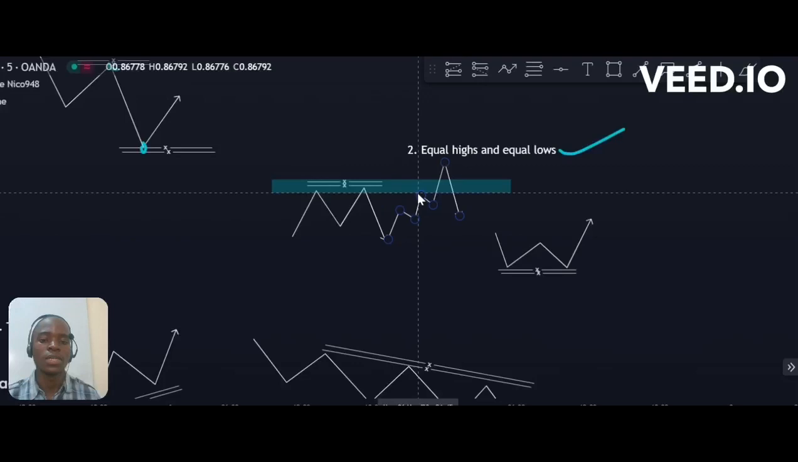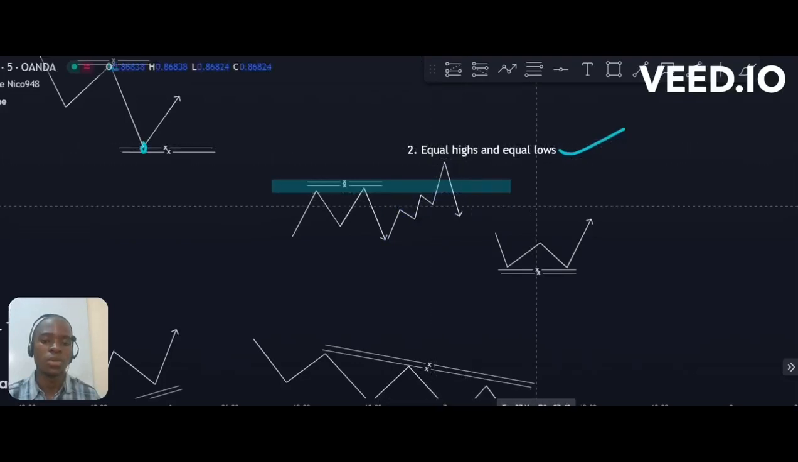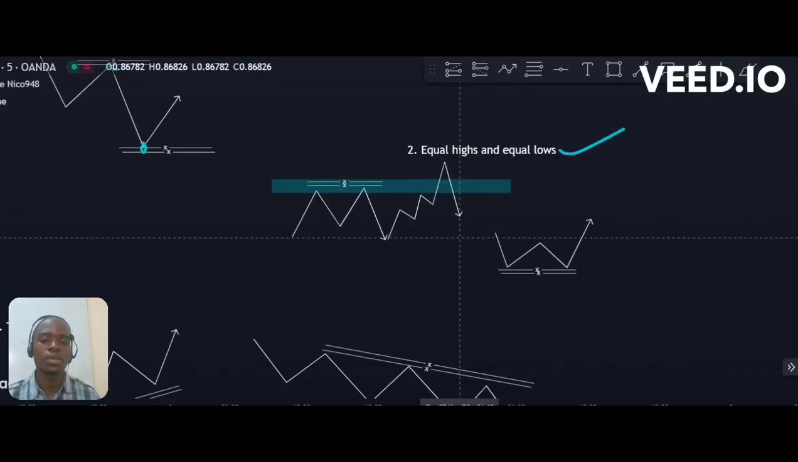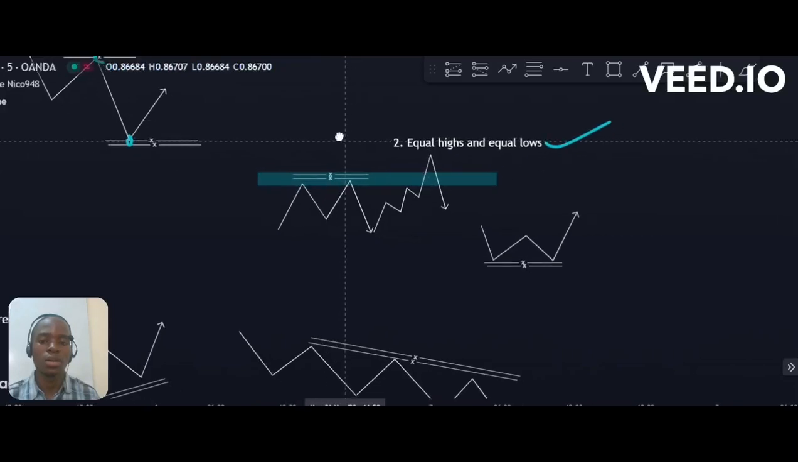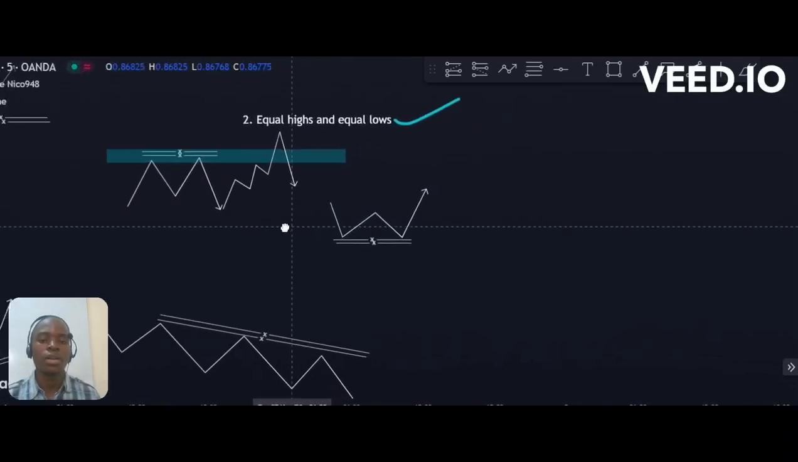They pretend as if they are selling, then they stop all of them out before going in the actual direction where they wanted to go. But before that, they make sure they stop out these traders, because their stop losses are lying just above those equal highs, or that double top.